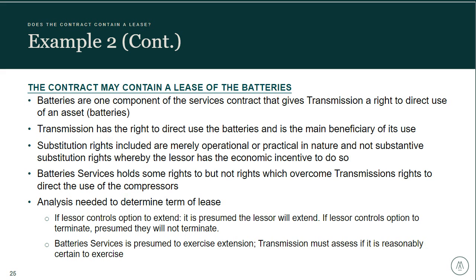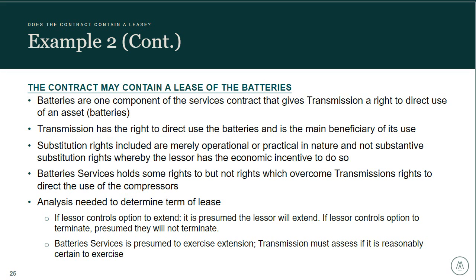The battery services hold some rights, but not rights which overcome transmission's rights to direct the use of the compressor. That was supposed to be batteries, sorry. I didn't change that term. I knew there was going to be at least one of these in there. So again, we need to do some analysis. We need to dig deeper on these.